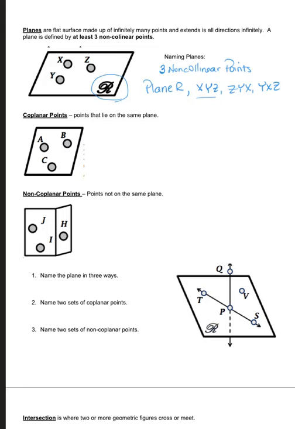Okay, the next word here is coplanar points. So just like collinear meant same line, coplanar means same plane. So these are points that lie on the same plane. So we can see right here that A, B, and C are coplanar. They're on the same plane, coplanar.